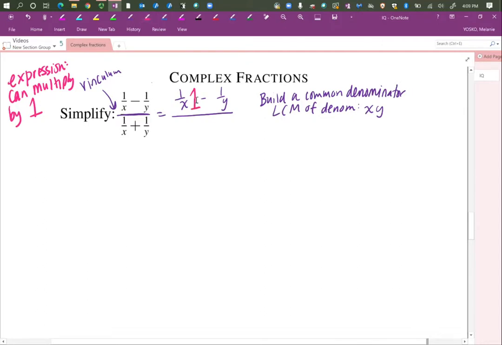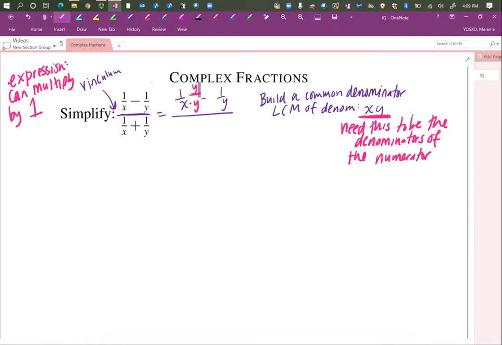But in math, that would be too easy. We want to do something really fun. There's another way to write the number 1. I can write the number 1 by putting something over itself. So I need this to be the denominators of that numerator. If I get that to be the denominator of the numerator, then I can combine them. This piece is missing a y. If I multiply the bottom by y, I have to multiply the top by y. That way I'm multiplying by the number 1.